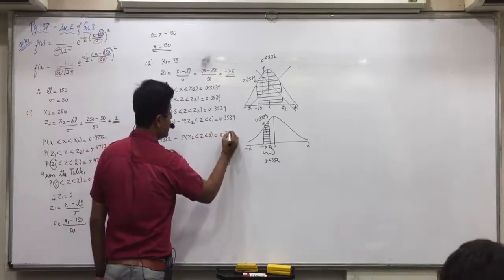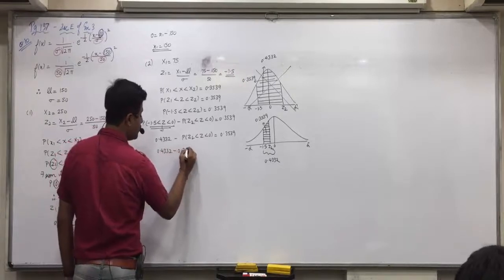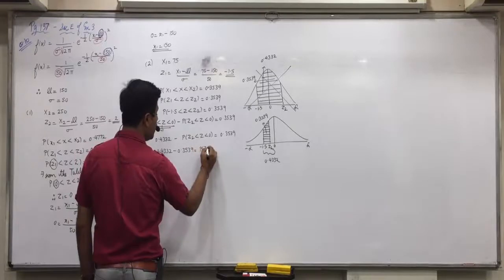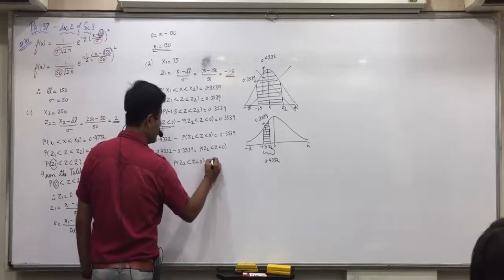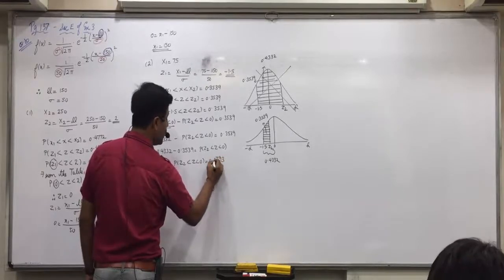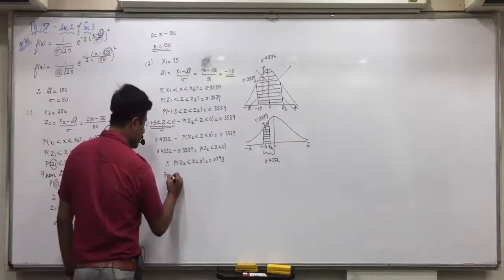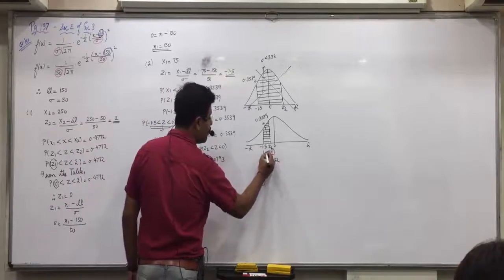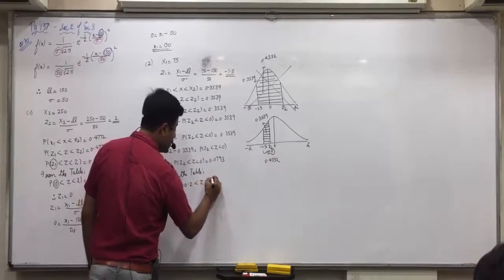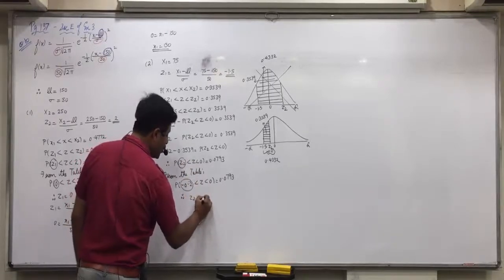0.4332 minus P(z2 less than z less than 0) is 0.3539. 0.3539 on the left side will become minus, and minus P on the right side will become plus. So P(z2 less than z less than 0) is 0.0793. Now if you see in the table, 0.0793 is exactly available, corresponding to 0.2. So no need of averaging. Directly you can write from the table, since it's on the left side it's negative: P(minus 0.2 less than z less than 0) is 0.0793. Means z2 is minus 0.2.